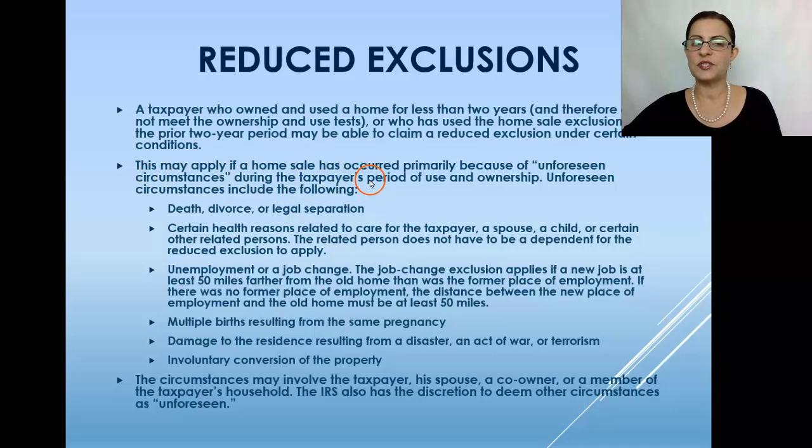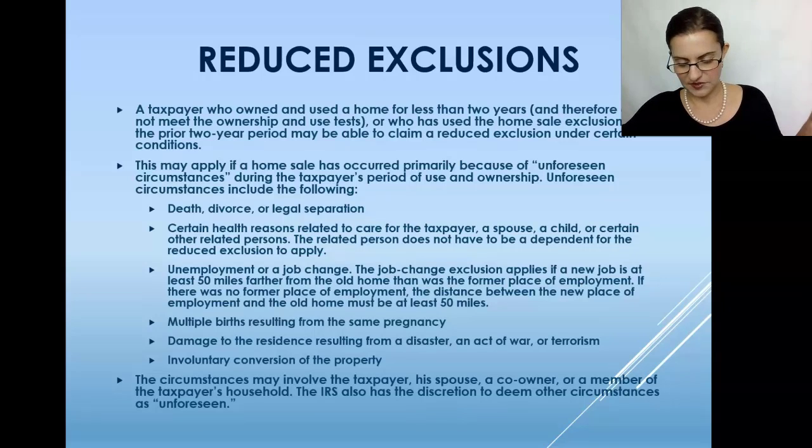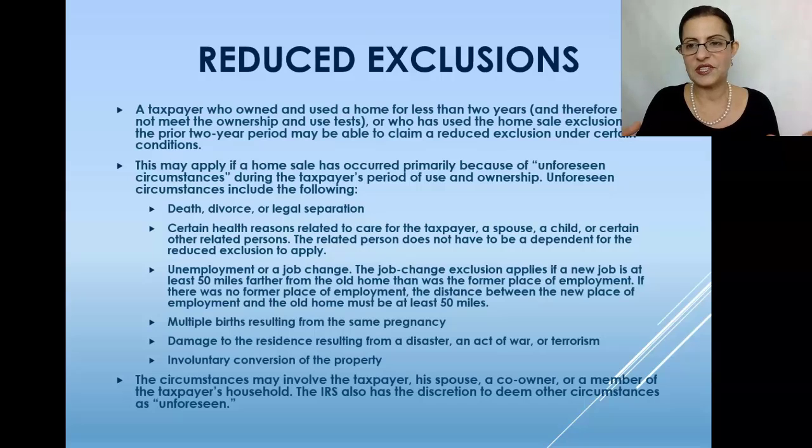This may apply if the home sale has occurred primarily because of unforeseen circumstances during the taxpayer's period of use and ownership. Now, the IRS gives like wide latitude with regards to what qualifies as an unforeseen circumstance. I'm going to go over the unforeseen circumstances that are actually listed in the IRS publications because that's what you need to know for the test. But just realize that there are many other types of unforeseen circumstances where the IRS has accepted the taxpayer's scenario as being an unforeseen circumstance that qualifies for reduced exclusion.